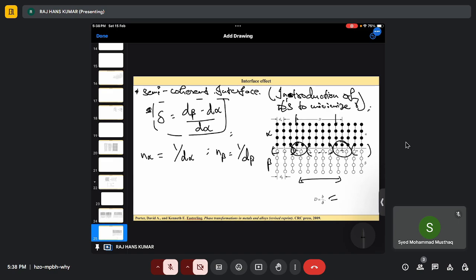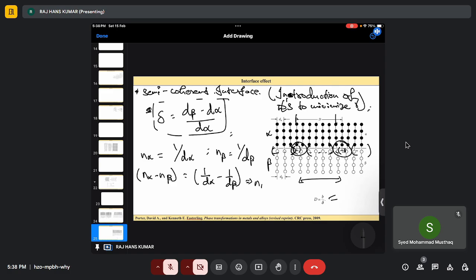Now, the number of atomic planes that are not being covered, that means the number of atomic planes that are left over, right? Just like here, will be equal to 1 by d alpha minus 1 by d beta. Now, that will give rise to n, the number of dislocations.